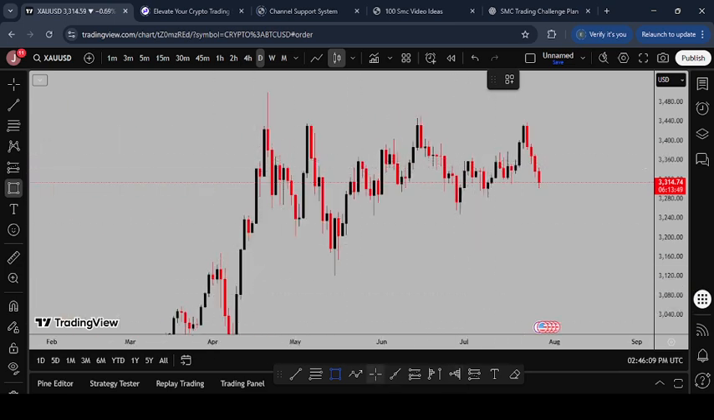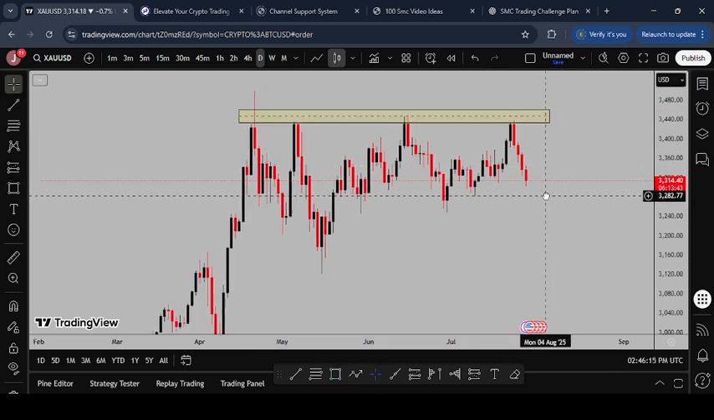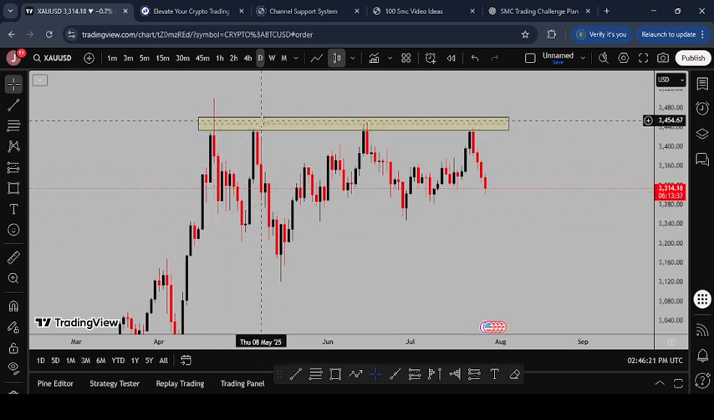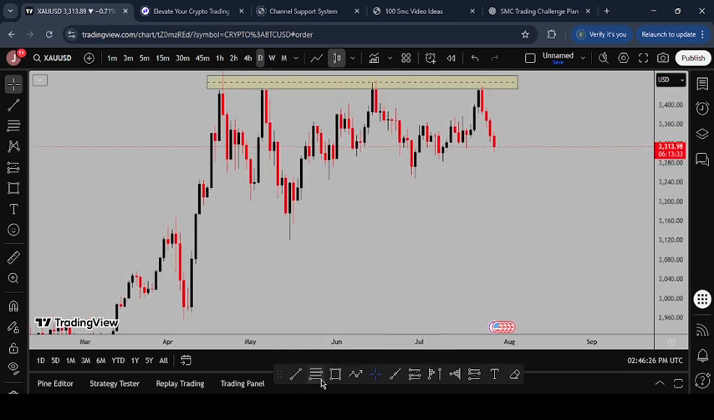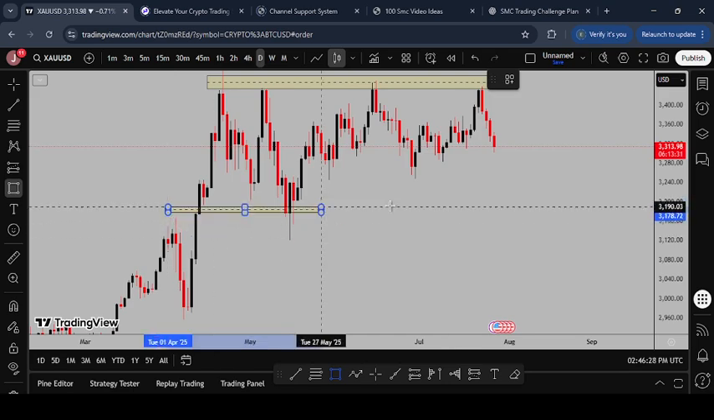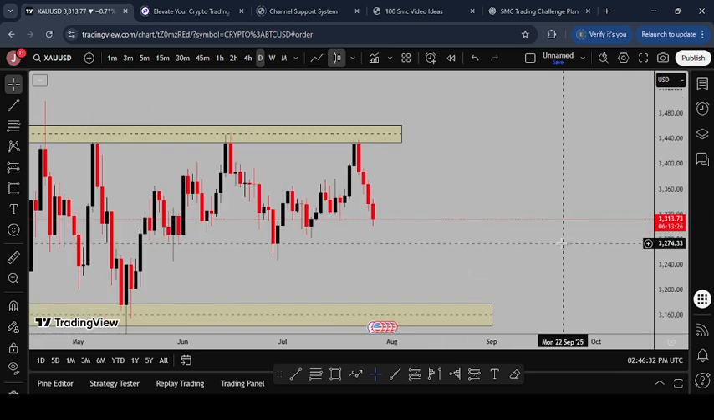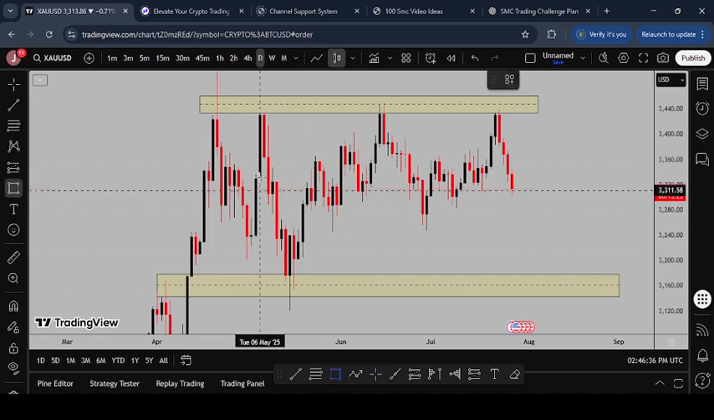If I want to mark just recent zones that I can trade off, for example, this right here, this is a key level that gold bounced off. From here we saw a tap, reject. Here we saw a tap, reject. Now this is also another key level for gold, resting at the top right here.